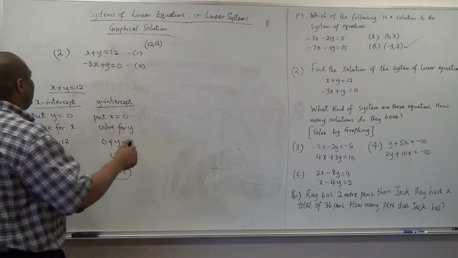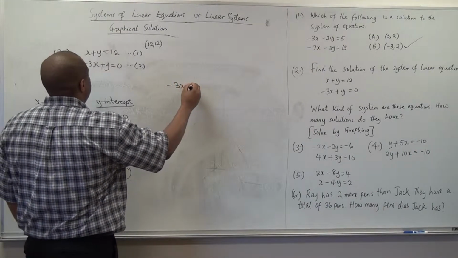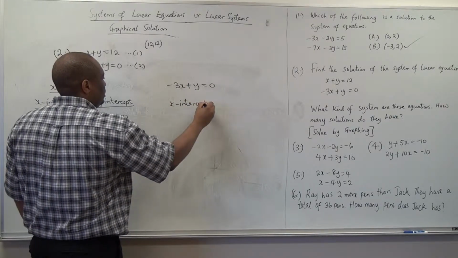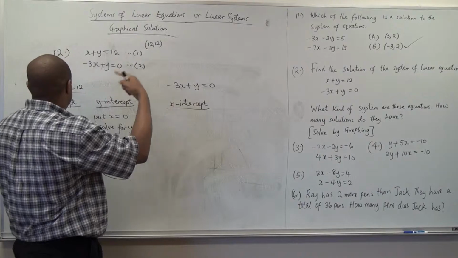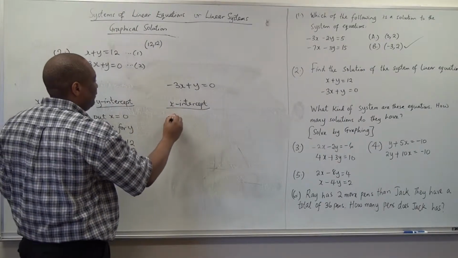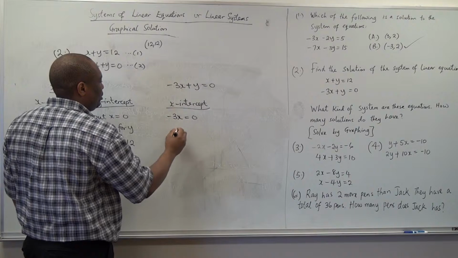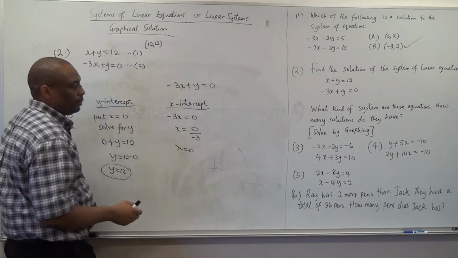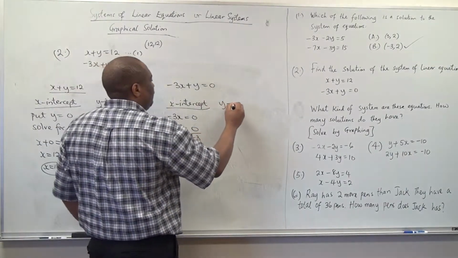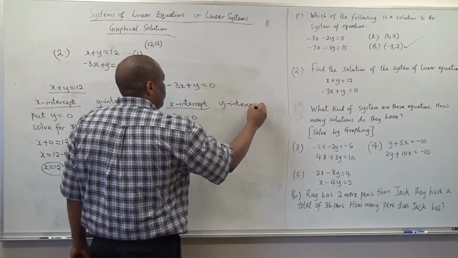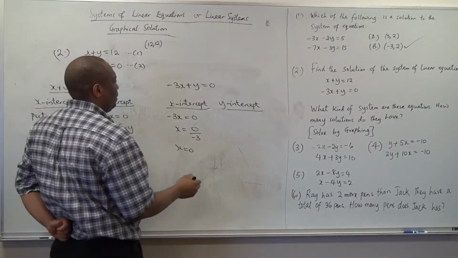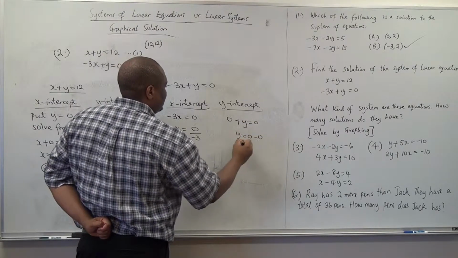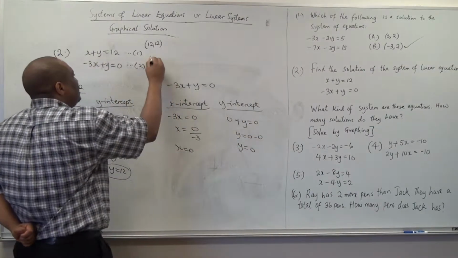later on. Then for equation 2, negative 3x plus y equal to 0. Let's go ahead and find the x-intercept. Okay, we put y to be 0, solve for x. Negative 3x will be equal to 0. And of course, x will be 0 over negative 3. X will be 0. Then we also solve for the y-intercept. Okay. 0 plus y is 0. Y is 0 minus 0. Y is 0. So we have 0 and 0.